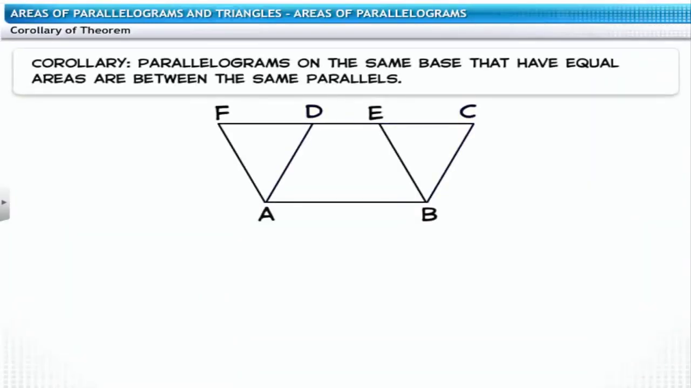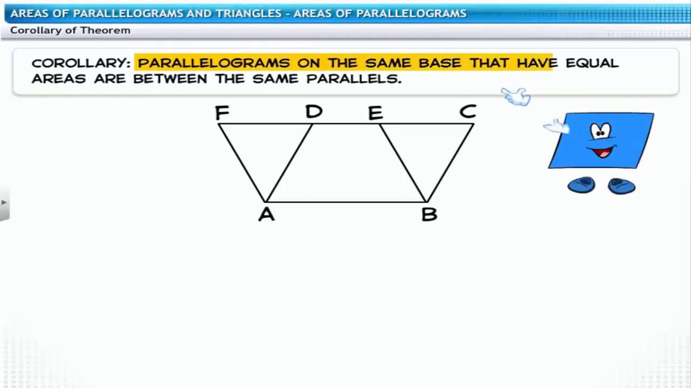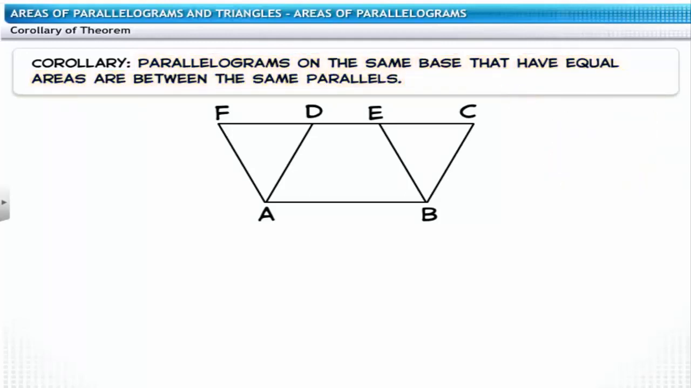Now let's see the corollary to the theorem we just proved. The corollary states that parallelograms on the same base that have equal areas are between the same parallels. ABCD and ABEF are two parallelograms on a common base AB. The areas of these parallelograms are also equal.